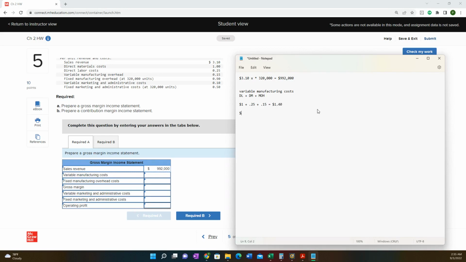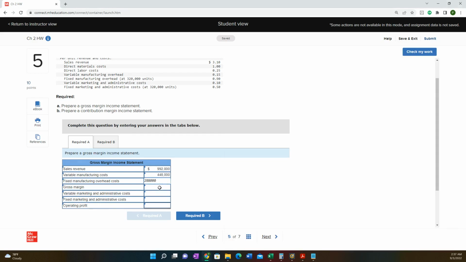Next is fixed manufacturing overhead. The fact pattern says that it's 90 cents per unit at 320,000 units. So all we have to do is multiply that out. 90 cents times 320,000 units equals $288,000. So our gross margin would be the $992,000 in sales revenue minus $448,000 in variable manufacturing and $288,000 in fixed manufacturing to give us a gross margin of $256,000.